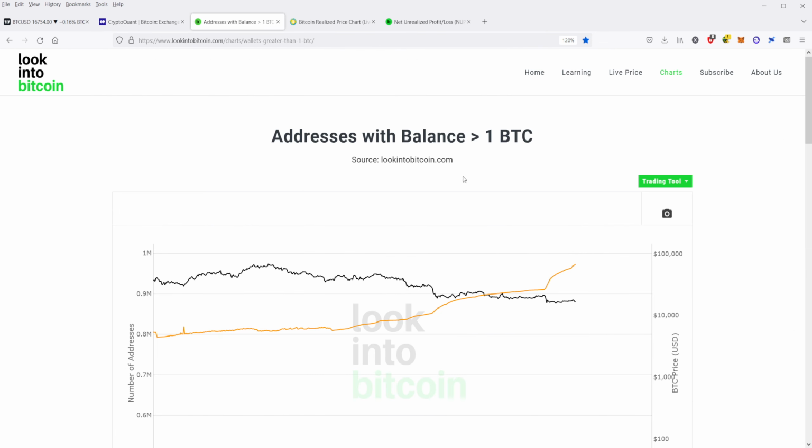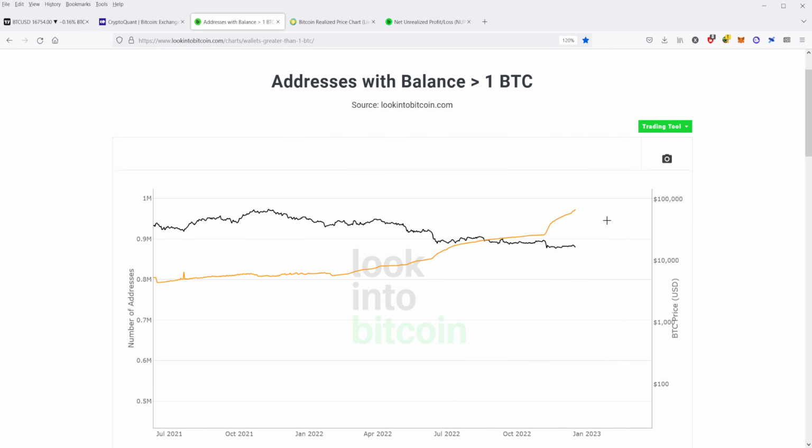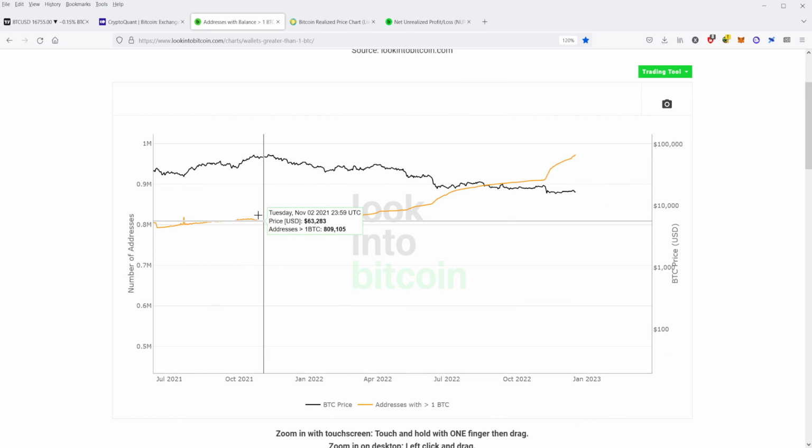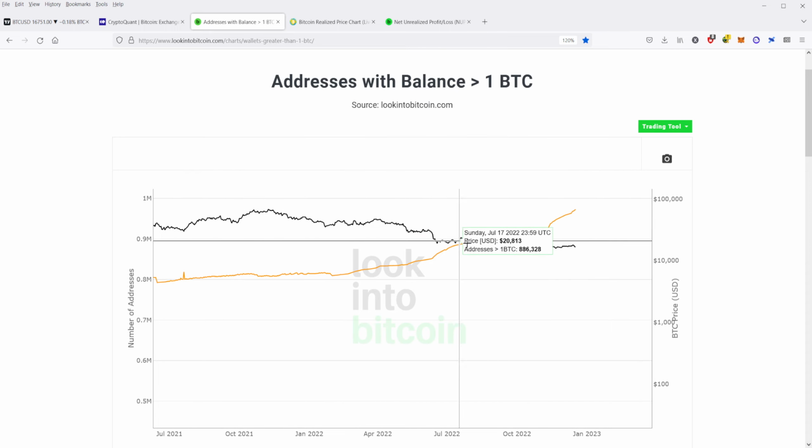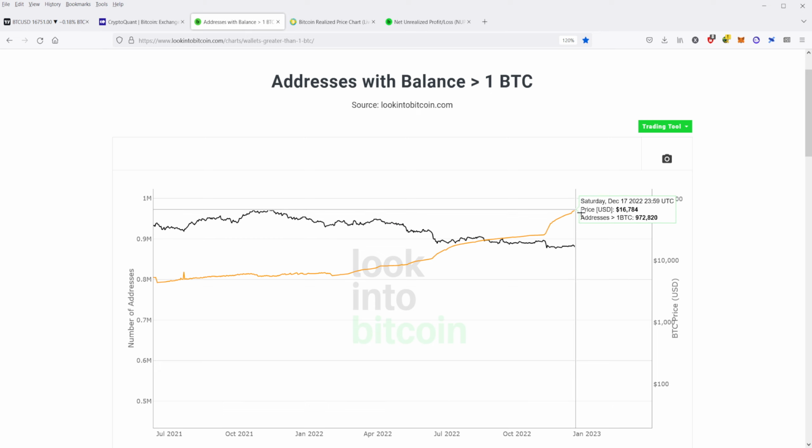We also want to take a look at the addresses with greater than one Bitcoin balance. This is at 972,820. So right now we have almost a million addresses that have at least one Bitcoin, which I think is fairly encouraging. That shows that long term, there is still some demand for trying to get that one full Bitcoin. And this huge capitulation of the price has been a fantastic opportunity for anybody who wants to get that one Bitcoin at a reduced cost.